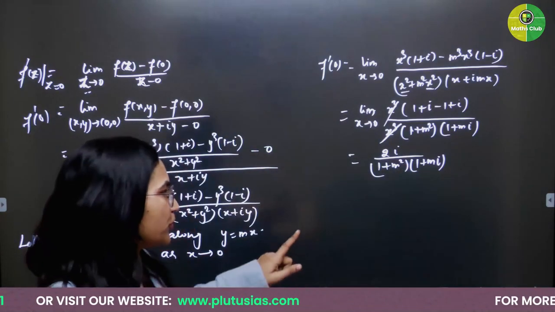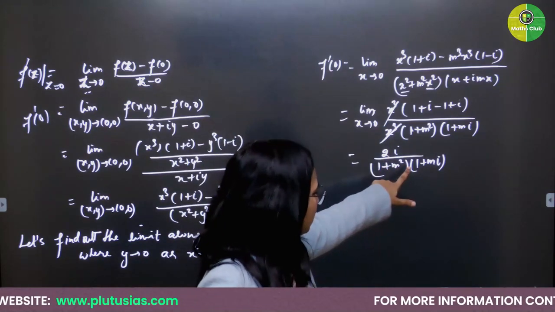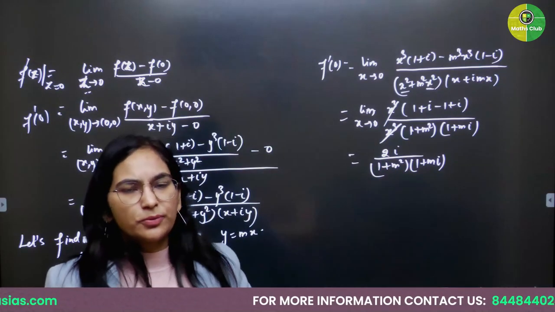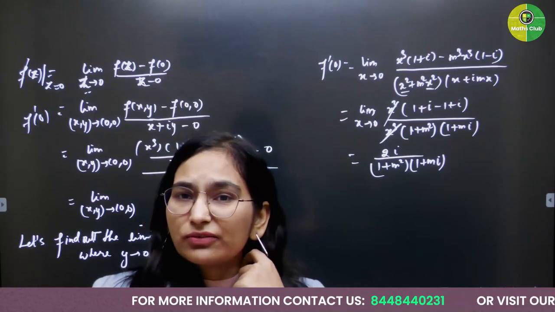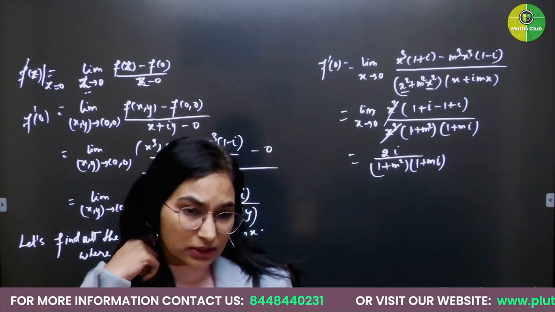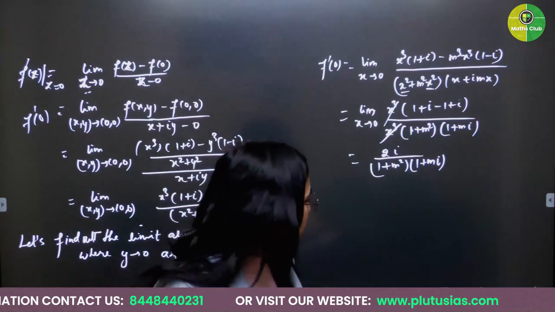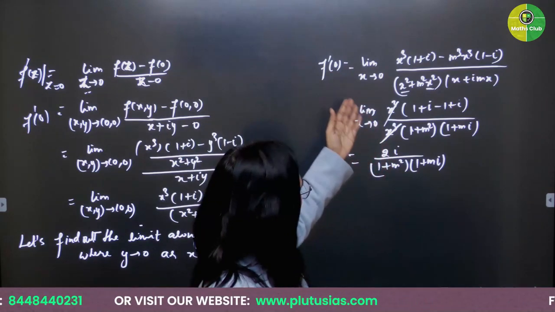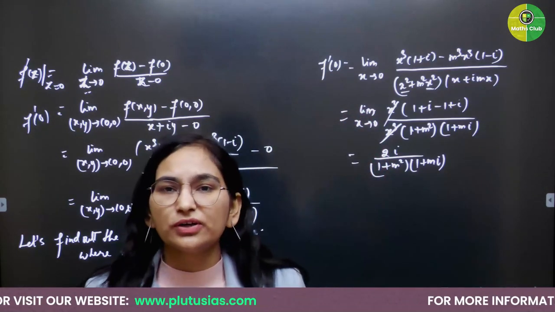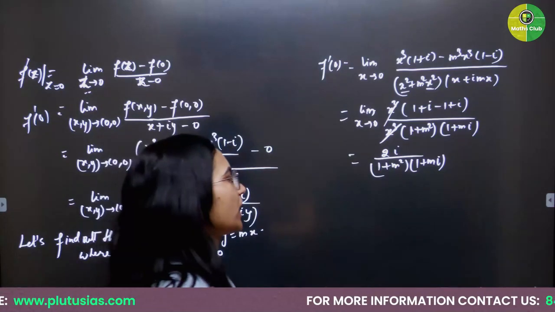For example, if I do put m is equal to 1, this would be giving some different value. And if I would be putting m is equal to 2, then the value of f dash 0 would be something different. And this way we can say the limit which should have been unique is turning out to be different for different values. And the way of writing is this.